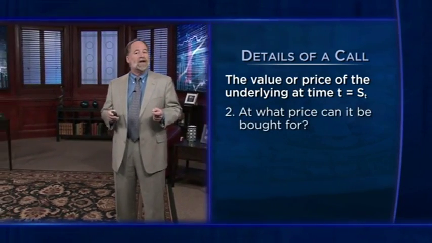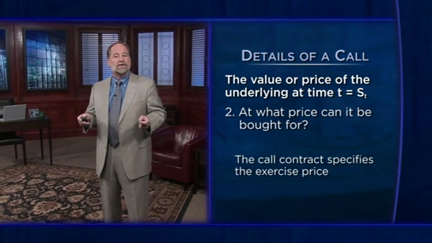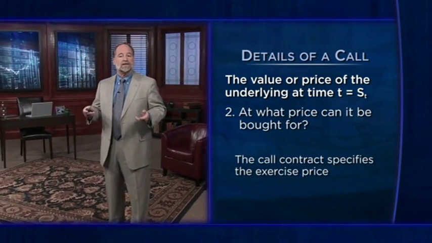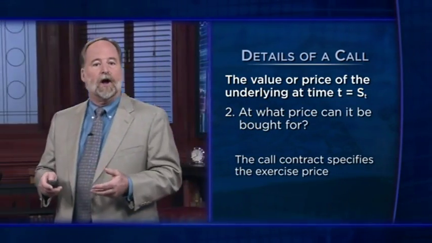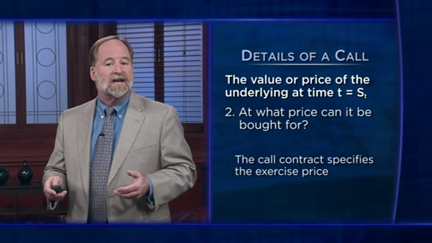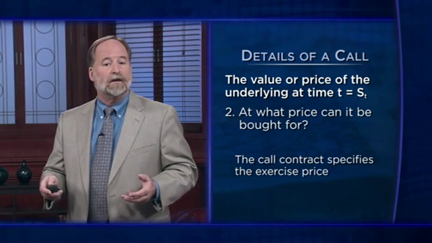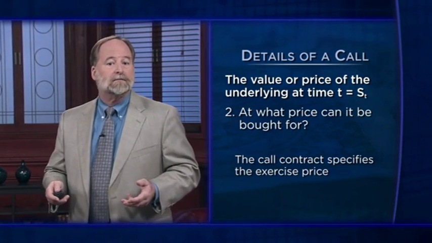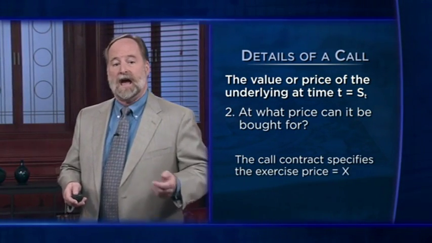To answer the question, at what price can the security be bought for, the call contract specifies something called the exercise price. This is the price that the holder of the call has to pay for the security, say IBM, if he or she chooses to exercise the option. The exercise price is also sometimes called the strike price. Sometimes I will denote the strike price or the exercise price by an X.